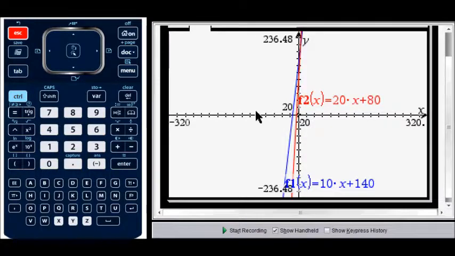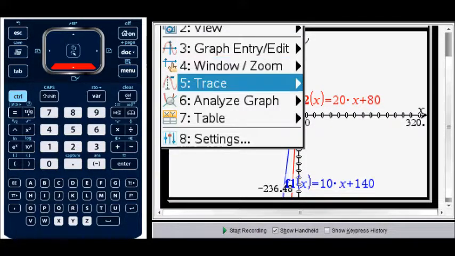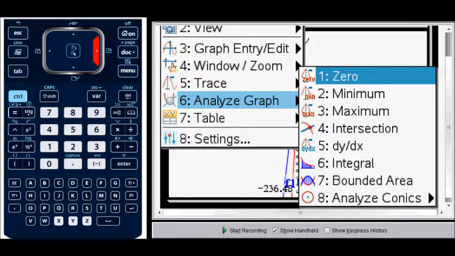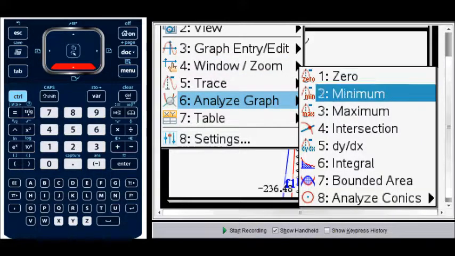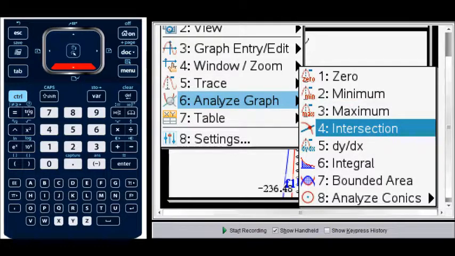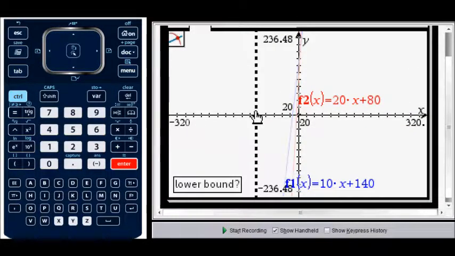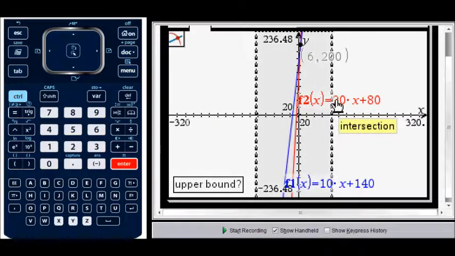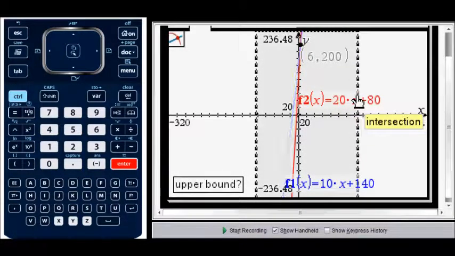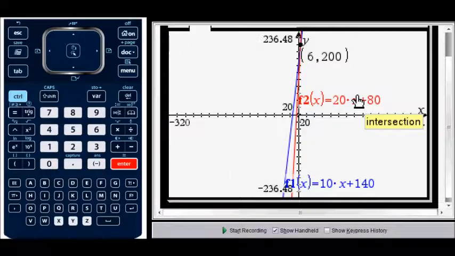So now what we want to do is hit menu, analyze graph, and we're going to find the intersection. It's option 4. Once we do that, remember, hit enter, and then what you want to do is drag it across, and if you look, our x value right here, I'm going to move this mouse so you can see it. My x value is 6. So 6 is my answer, because whenever you do the intersection, we're looking for that x value.